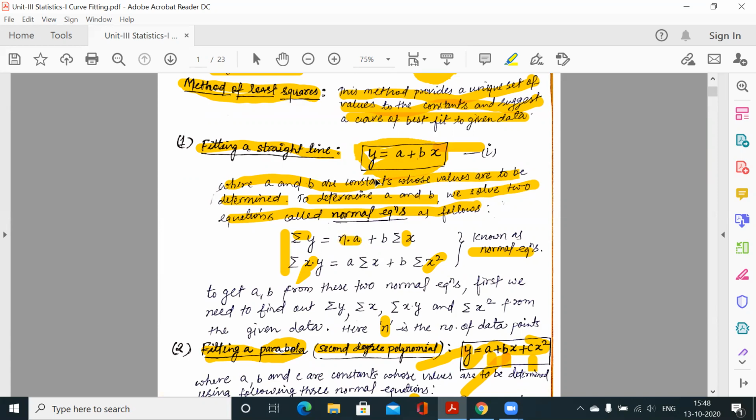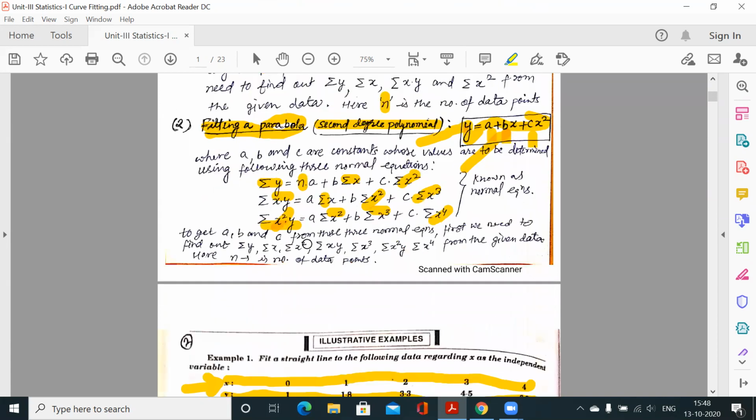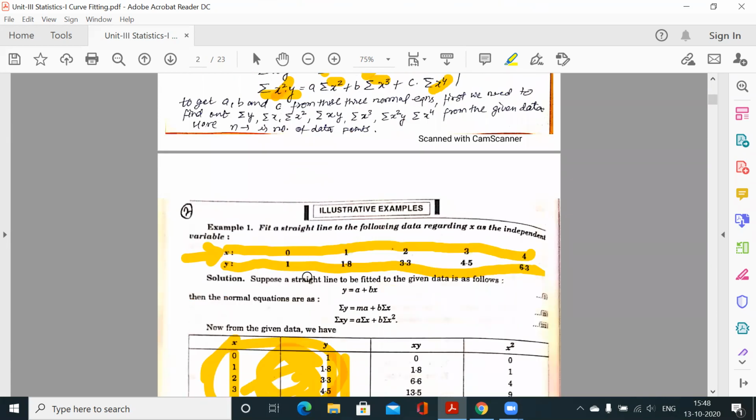b summation x, and next we apply summation x here. So we will get summation xy, a summation x, b summation x square. So this is the second normal equation. We will solve a question now, and it will be better understood. The questions are very easy, and you will get full marks because the process is very simple.